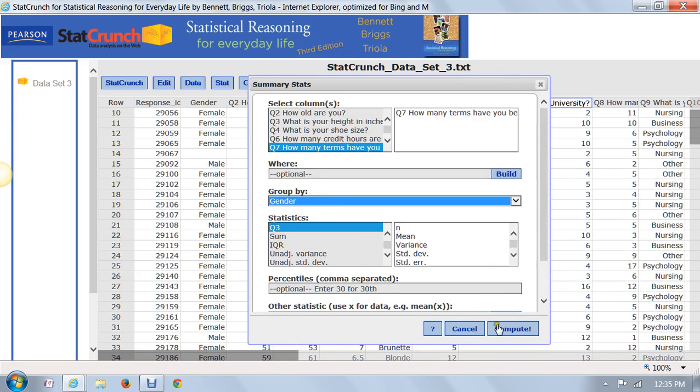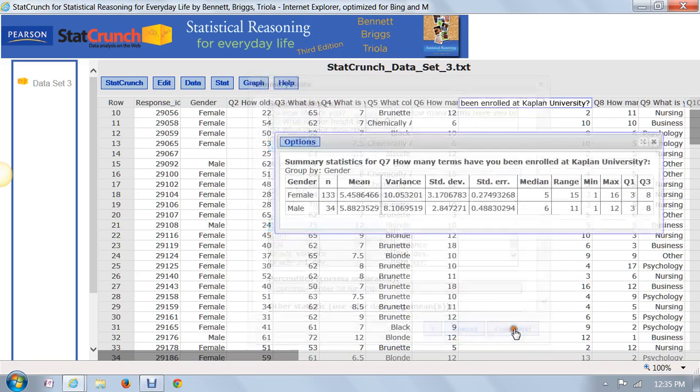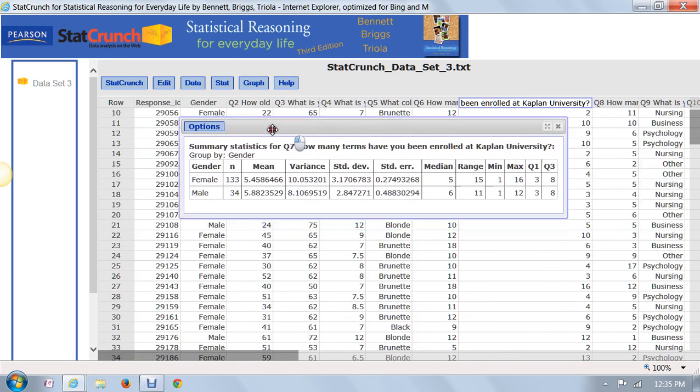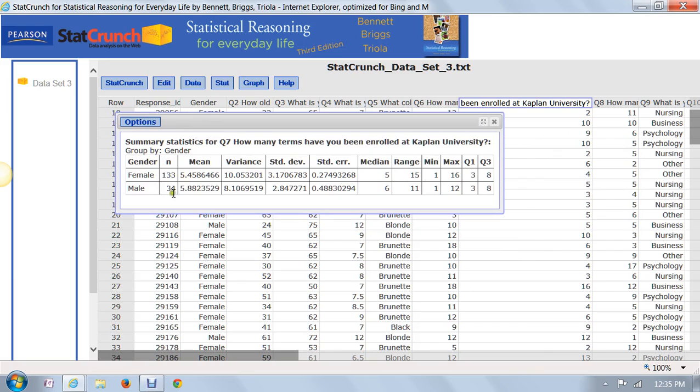It's going to show us the same thing, but now what it's going to do, it's going to give us the data for both female and male. See how it broke up those 167 people? So now we know that the female average number of terms is 5.45, and the male average number of terms is 5.88. And you could read across here and get all the other pieces of information. Now it's broken up for female and male.